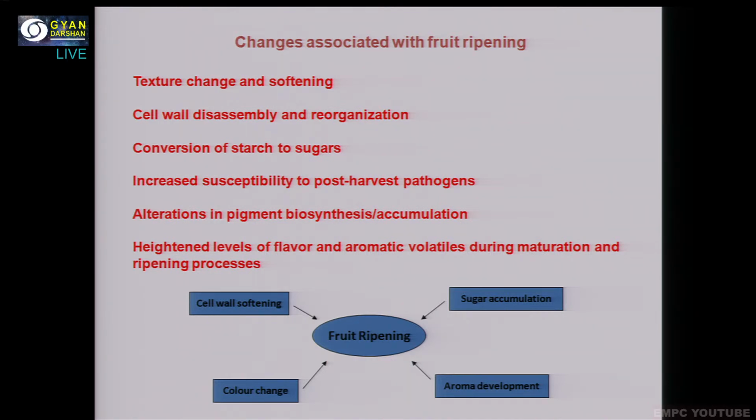Alterations in pigment biosynthesis generate a lot of flavor compounds, and the red color that is generated is because certain pigments are produced as the chlorophyll is degraded to give rise to other pigments. That's why there is a change in color. And last but not least, there is an induction of a phytohormone called ethylene. We all know that ethylene induces fruit ripening.